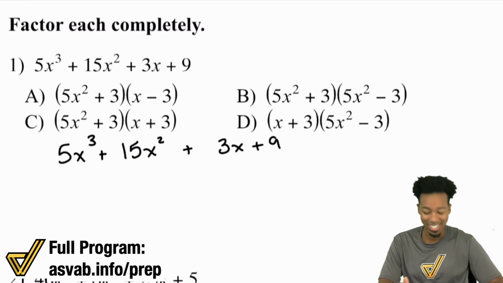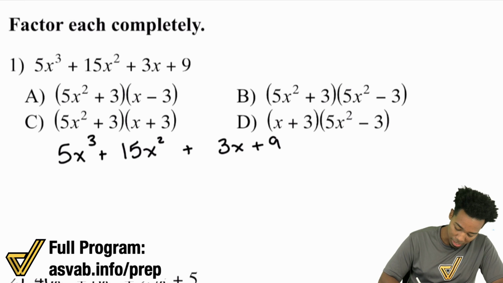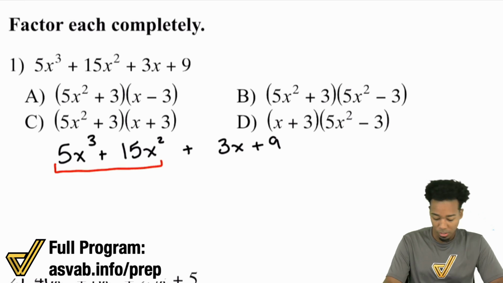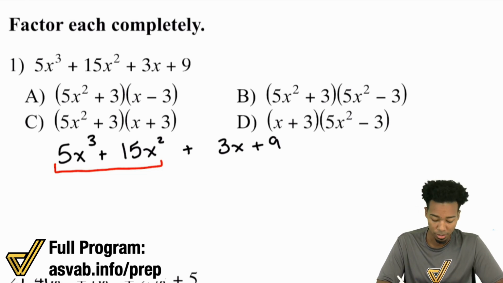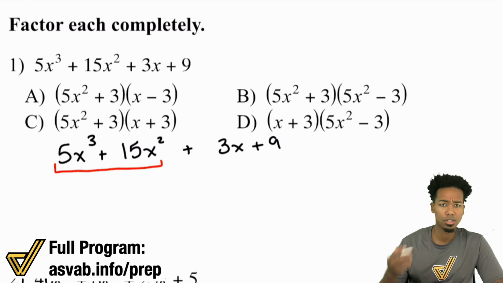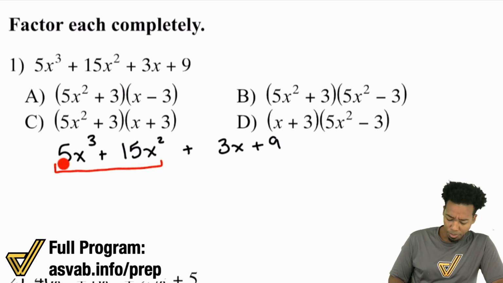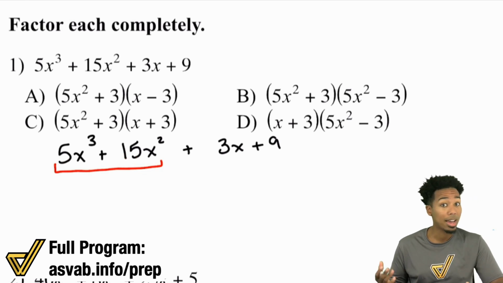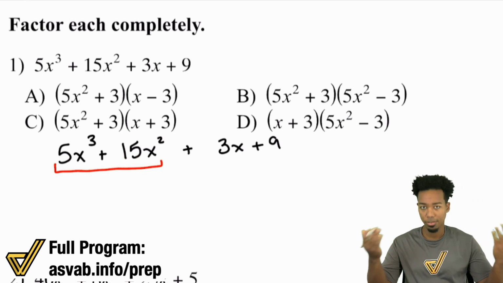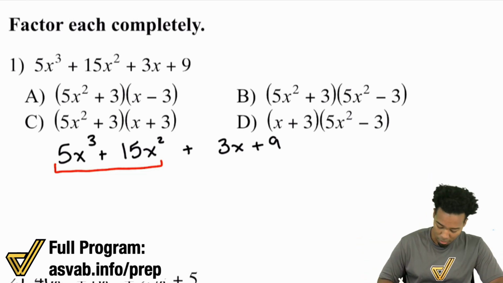Don't worry, watch this. Over here, I'm going to take a look at this group, 5x cubed plus 15x squared. I'm going to factor out what I can from it. Remember, you have to factor out the greatest common factor, and we've gone over that in a few videos ago. Here, we have 5 and 15, so the number that can come out is 5, because 5 can go into both 5 and 15.